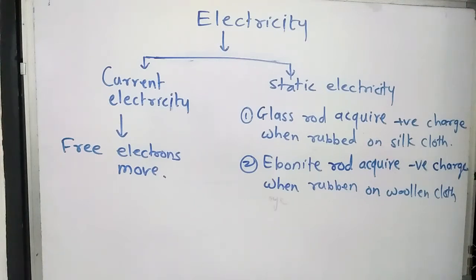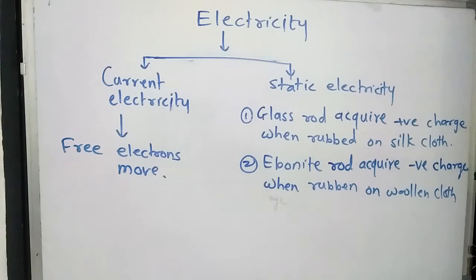But in static electricity, electrons do not move. Electrons just get transferred, but after transferring, they do not move. That is static electricity. Here we have two examples. Suppose we have a glass rod, and this glass rod is rubbed on a silk cloth. After rubbing, the glass rod acquires positive charge and the silk cloth acquires negative charge.